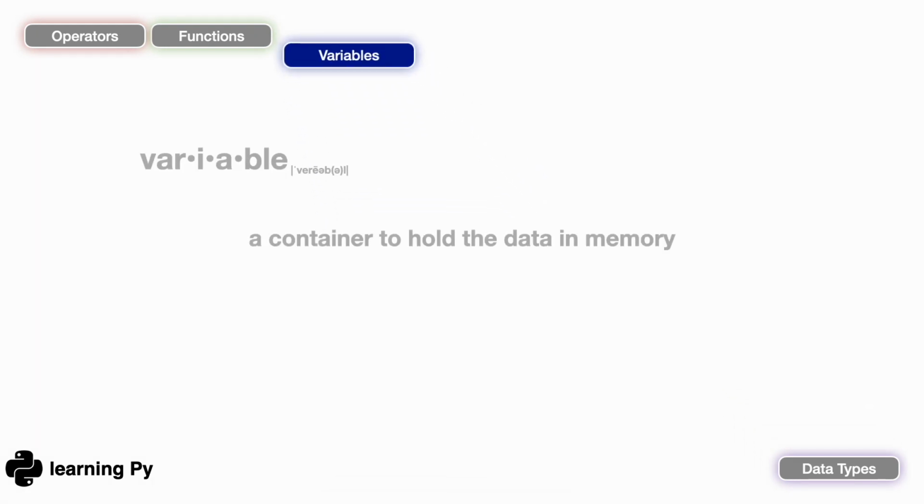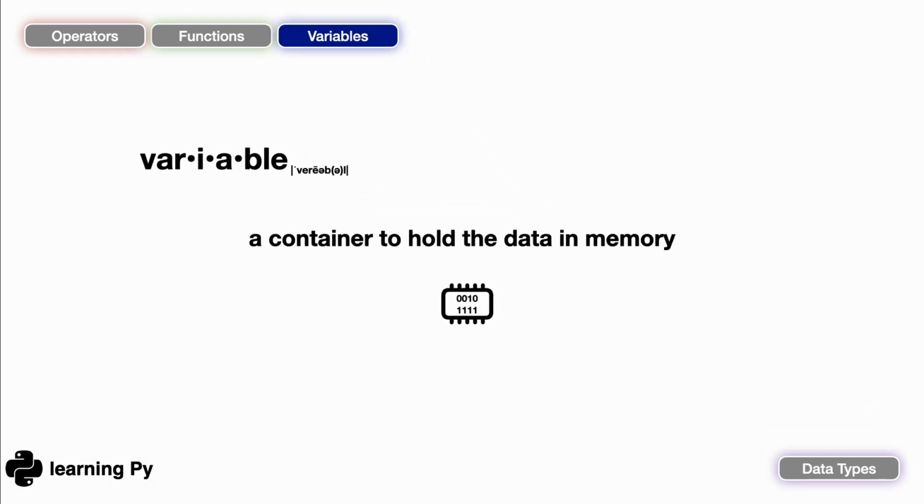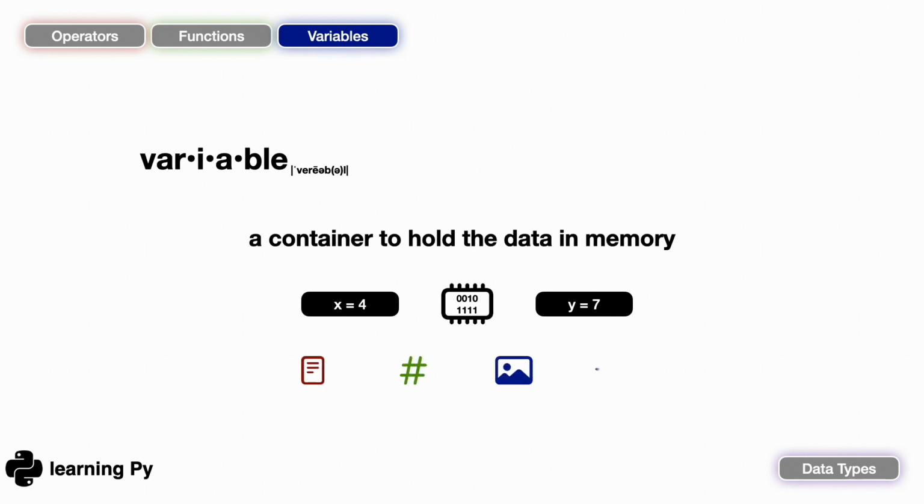A variable is basically a container to hold the data in memory. This is not a new concept. You would probably have learned in math, like x equal to 4, y equal to 7, and so forth. It's similar in programming as well. Since it's inside the computer, we can hold any type of data: text, number, image, sound. Pretty much anything a computer can process. For now, let's set the foundation with text and numbers.